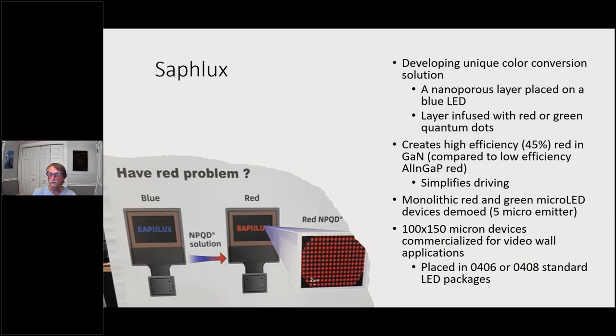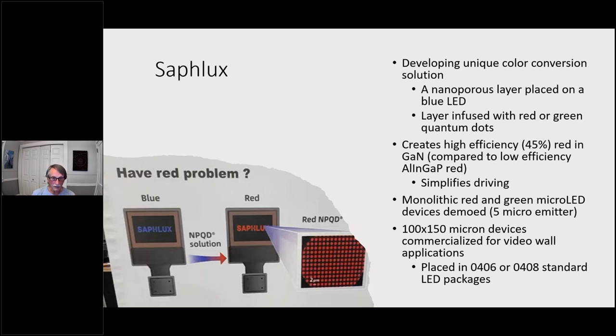So by having all these material systems in gallium nitride, you simplify the driving, and they've shown that they can get monolithic red and green micro LEDs down as small as 5 microns. That can obviously be very suitable for lots of applications, not just AR and VR.